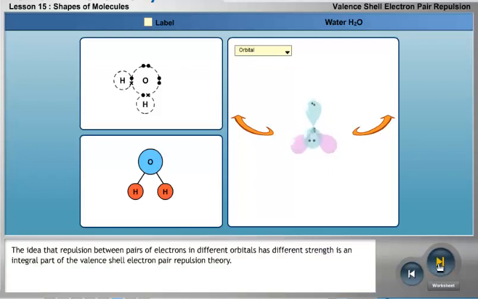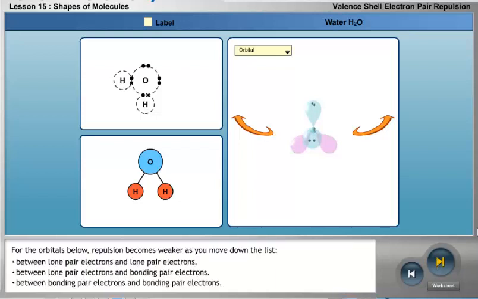The idea that repulsion between pairs of electrons in different orbitals has different strength is an integral part of the valence shell electron pair repulsion theory. For the orbitals below, repulsion becomes weaker as you move down the list. Between lone pair electrons and lone pair electrons. Between lone pair electrons and bonding pair electrons. Between bonding pair electrons and bonding pair electrons.